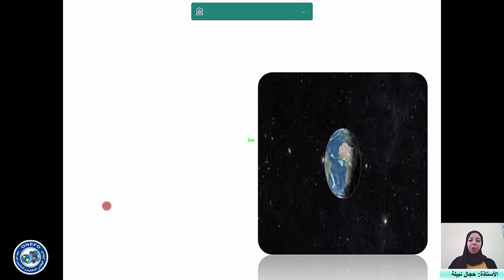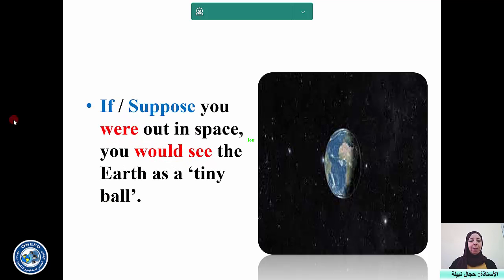So since it is a supposition, it means that it's possible to replace if by the verb suppose. So instead of saying, if you were out in space, you would see the Earth as a tiny ball, I can say also, suppose you were in space, you would see the Earth as a tiny ball.